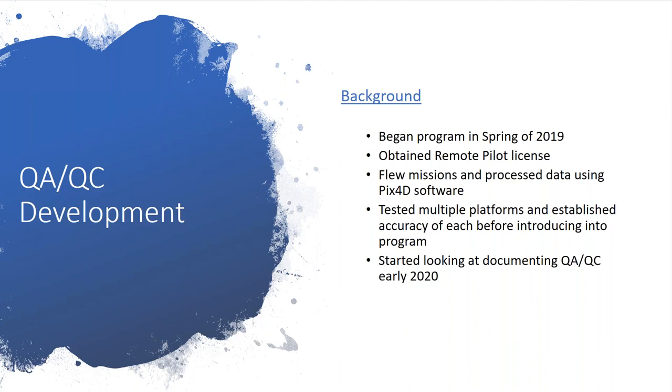So I'm working with multiple groups across the state with their programs and determining what the best QA/QC criteria are for any drone program, so that we're flying consistent data. Since we share it across the state, we want to make sure that the way we're collecting data and the way we're storing data is fairly consistent.